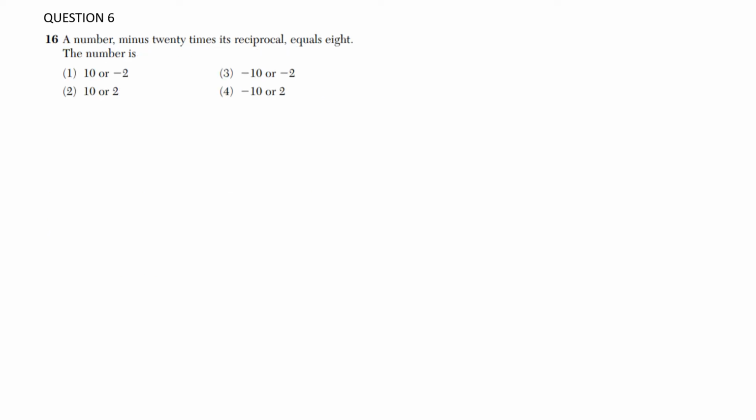This question asks, a number minus 20 times its reciprocal equals 8. The number is. So let's model this expression out. A number, let's have x, minus 20 times its reciprocal, so 20 times its reciprocal of x is 1 over x, equals 8. Now we can simplify this out. X minus 20 over x equals 8.